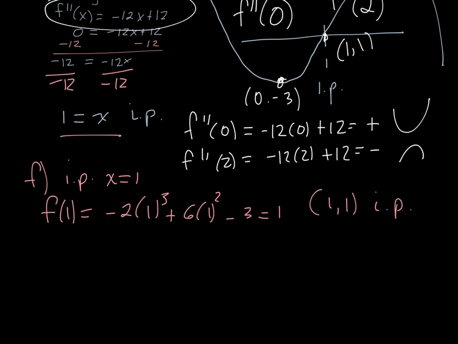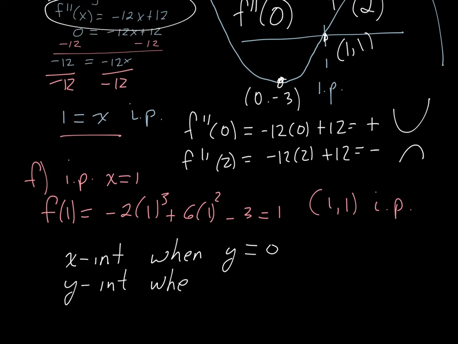because that's algebra, right? But let me remind you, an x-intercept is when y equals 0, and a y-intercept is when x equals 0, and we actually already know this because that's at our min. Okay, so that was our 0, negative 3, so I can label that as an intercept as well.